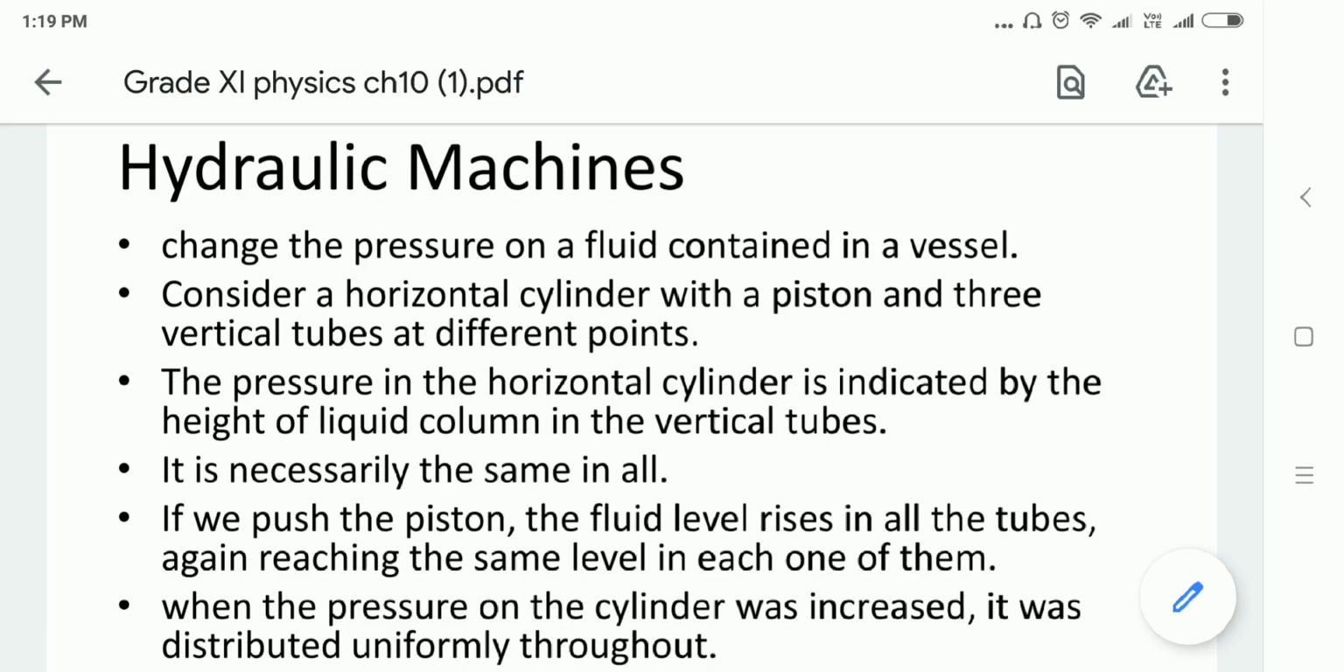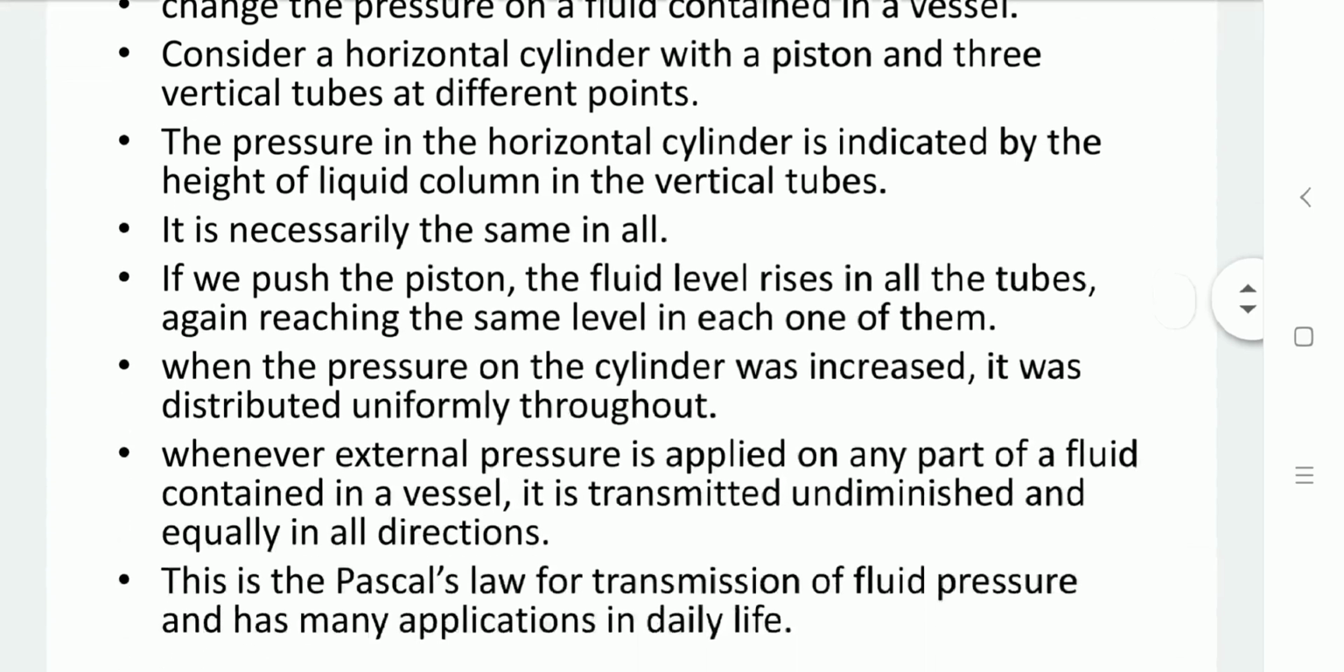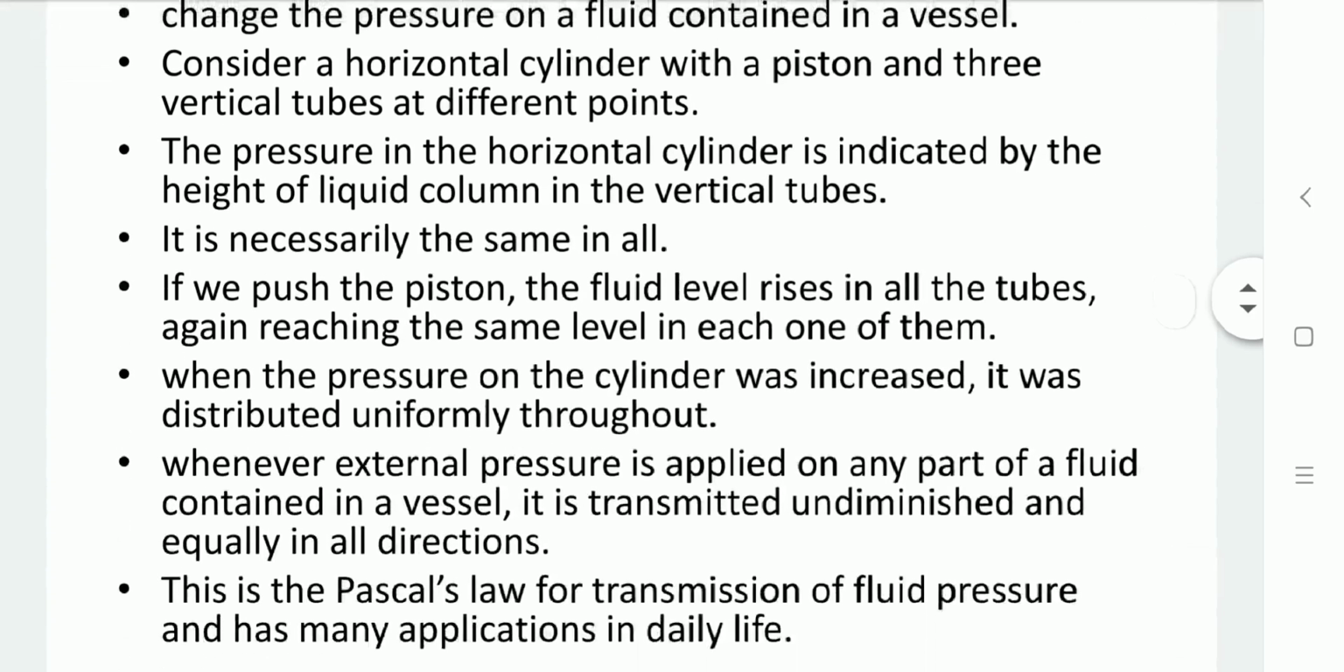So, whenever external pressure is applied on any part of the fluid contained in a vessel, it is transmitted undiminished and equally in all directions. So, this is based on Pascal's law of transmission of fluid pressure. It can be utilized in many applications.